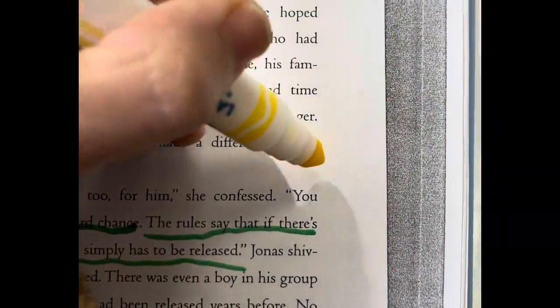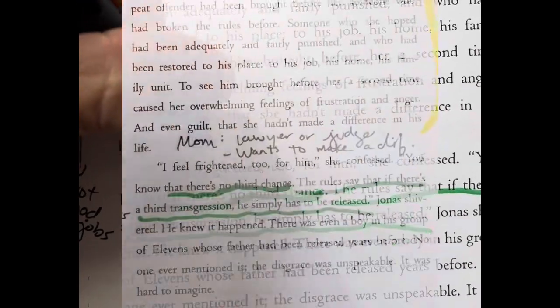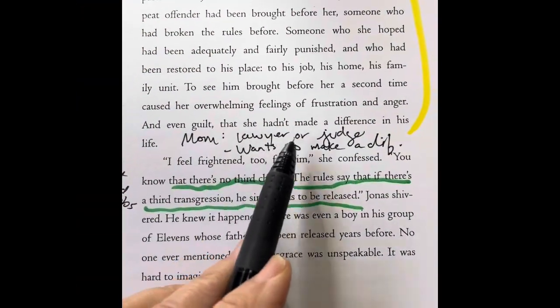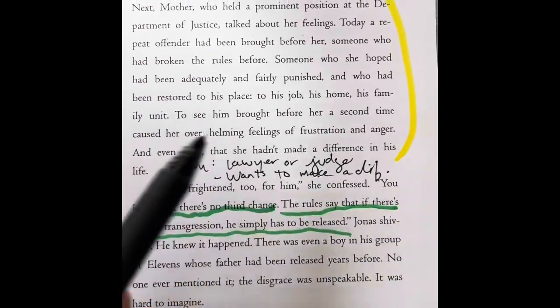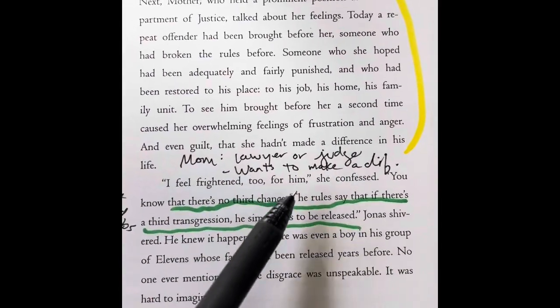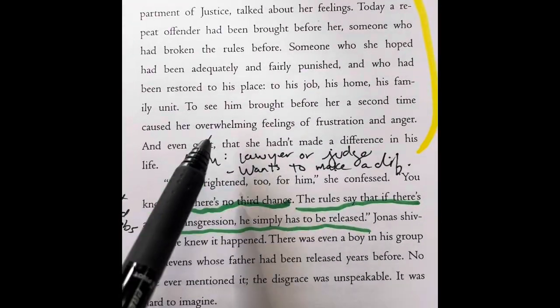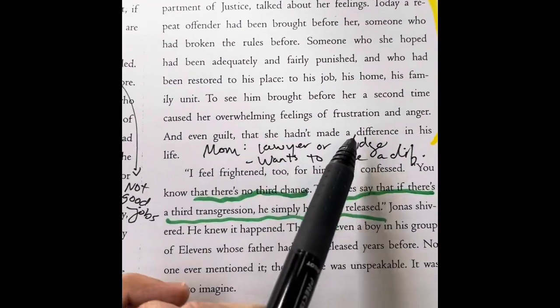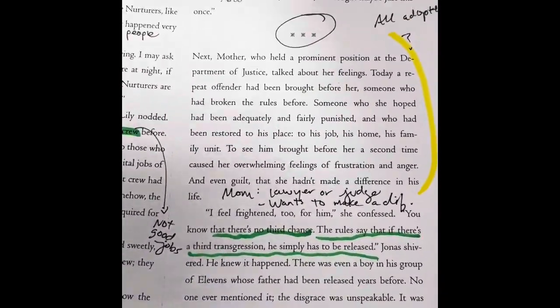And so this is a little bit about Jonas's mom. So I'm just going to say, we know she's like a lawyer or a judge of some sort, and she wants to make a difference, right? Like she's not just in this job because it pays more than being night crew, but she wants to make a difference, right? Because she felt guilt that she hadn't made a difference in his life. All right, let's keep going.